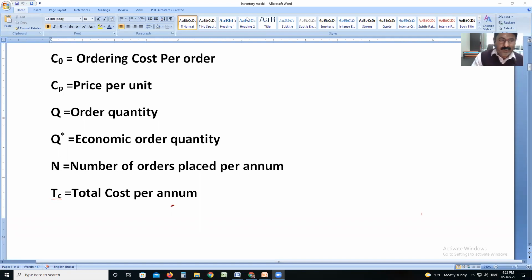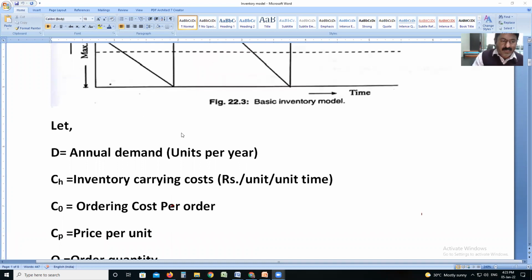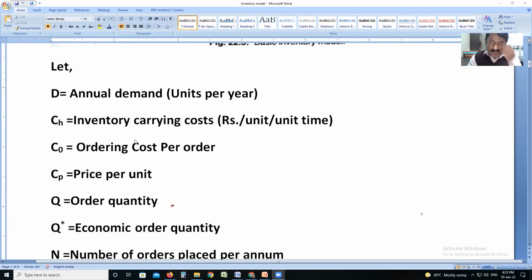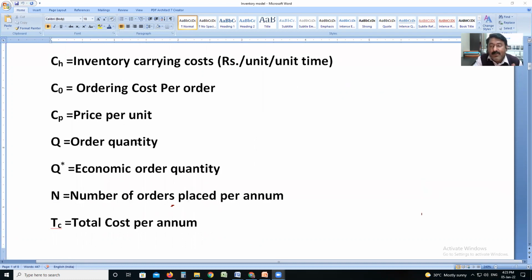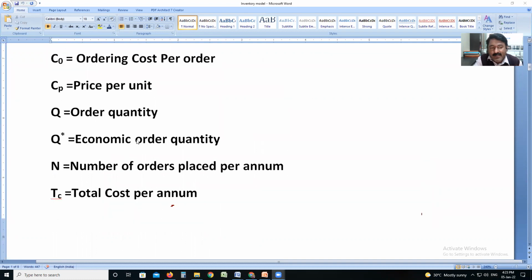Now, after having the terminology: D, annual demand. CH, inventory carrying cost, which we have already discussed. CO, ordering cost. CP, price per unit. Q, order quantity. N, number of orders placed, and TC, total cost. You will say, sir, one thing is not taken. So this I want to highlight.